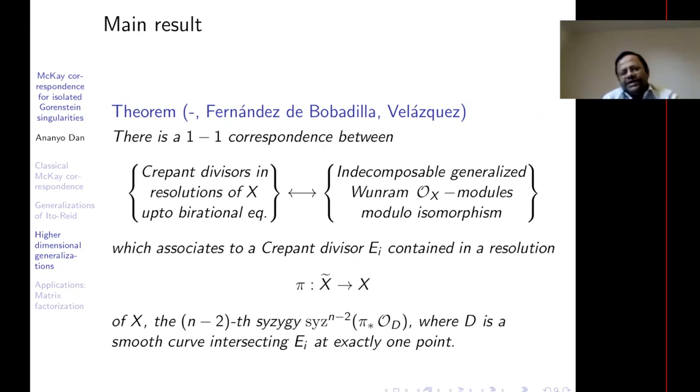So remember that D need not map isomorphically to the base. So it is more like a normalization map. That is the reason why I consider the higher cohomologies, to guarantee that I end up with a maximal Cohen-Macaulay module.